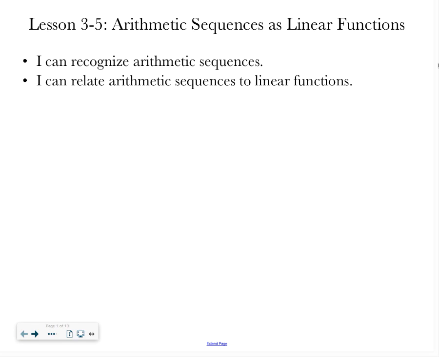Hello class, welcome to lesson 3.5, which is all about arithmetic sequences as linear functions. By the end of this lesson, you should be able to recognize arithmetic sequences, and you should be able to relate arithmetic sequences to linear functions.